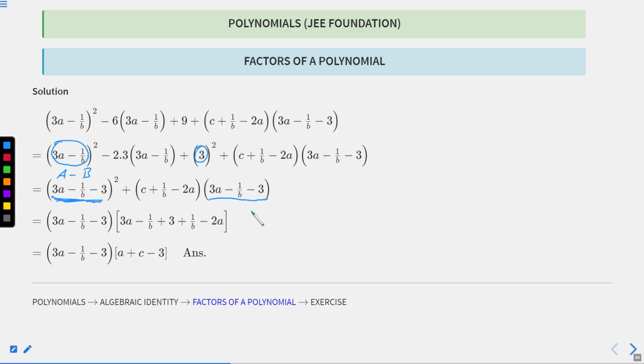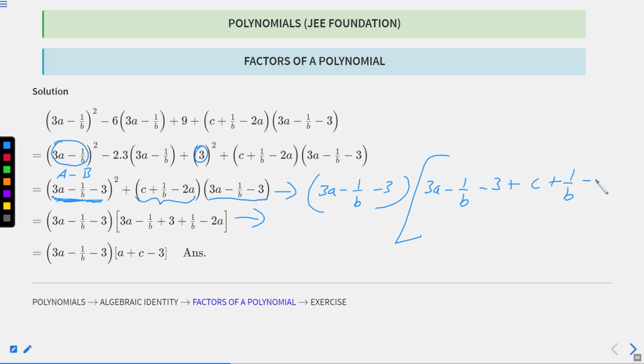so let me make it more clear. Okay, so taking this 3a minus 1 by b term common, we will be left with 3a minus 1 by b minus 3, and with this term over there, plus c plus 1 by b minus 2a. Okay, now 3a minus 2a will be just a. Now 1 by b minus 1 by b plus 1 by b gets cancelled because of the opposite sign. So we are only left with a plus c minus 3.